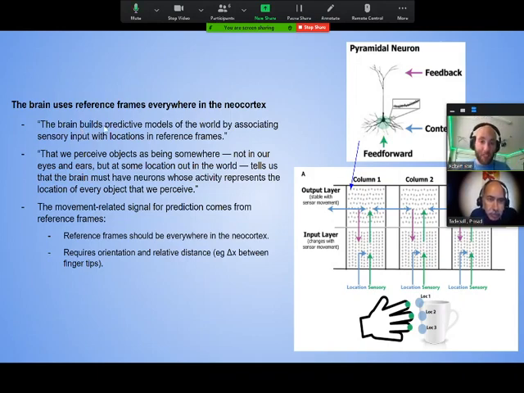The brain builds predictive models of the world by associating sensory input with locations in reference frames. And there's some little thought. The second point is more of just a thought experiment to show that this must be the case, right? If our perception is related to neuronal activity, the fact that we perceive objects as being somewhere, not in our ears and our eyes where we actually know they come to us, but instead we perceive them as some location in the world, tells us that the brain must have neurons whose activity represent the location of every object that we perceive. So we can debate about that, but it's a fun little maybe intuition builder.